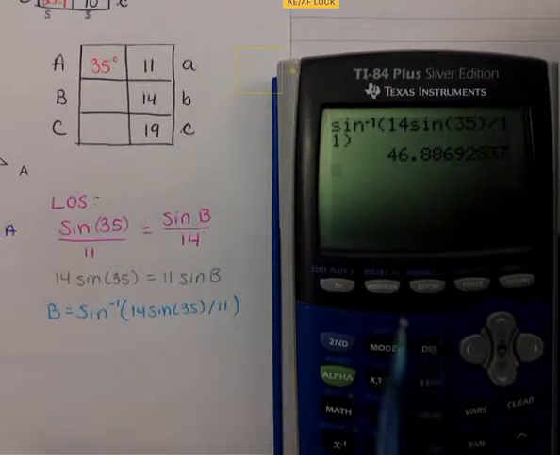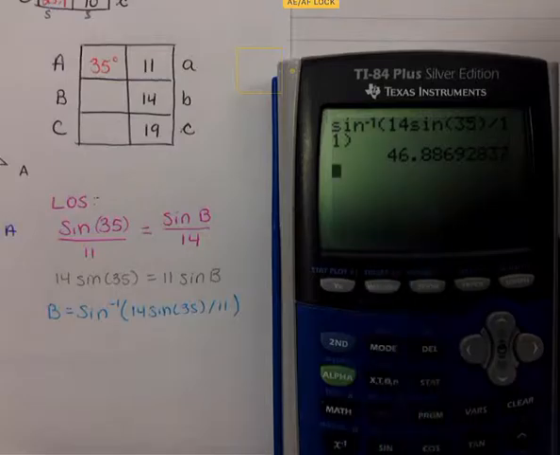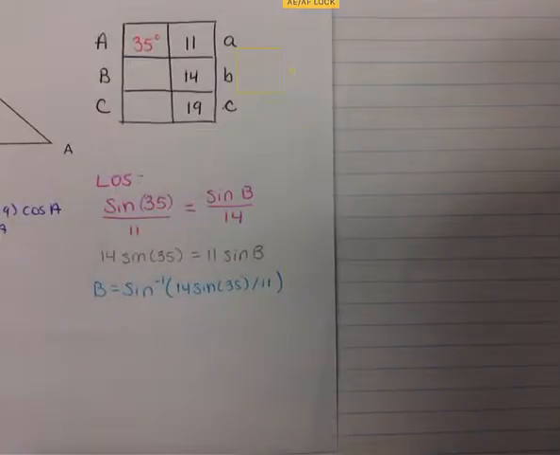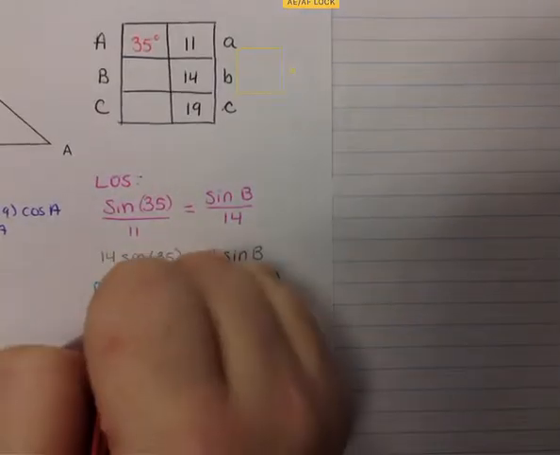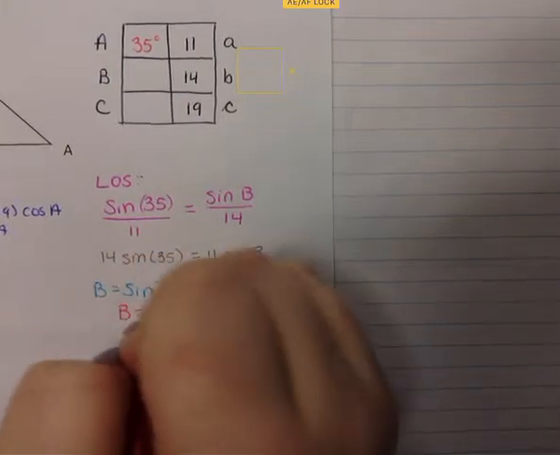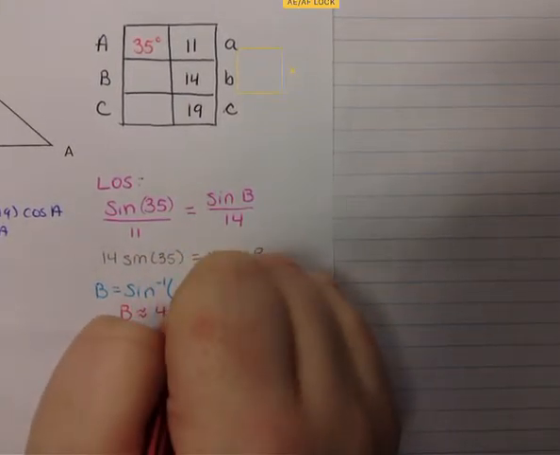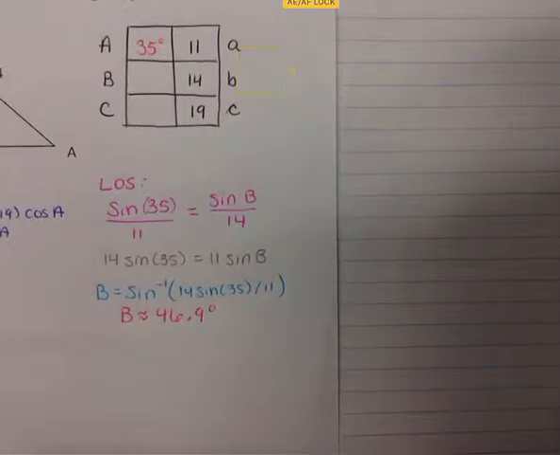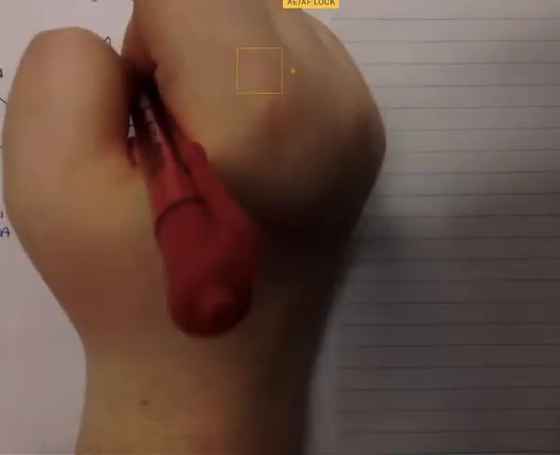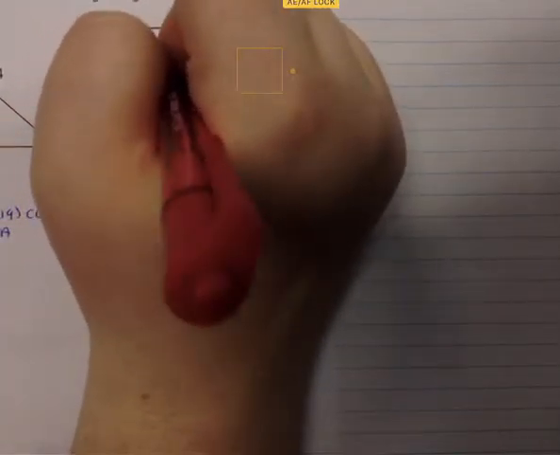So this is 46 and 9/10 degrees. So angle B is approximately 46 and 9/10 degrees. So I can put that in our chart, 46 and 9/10 degrees.